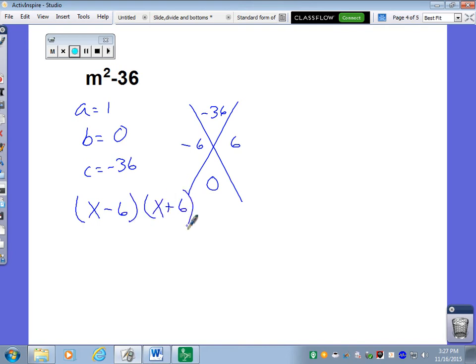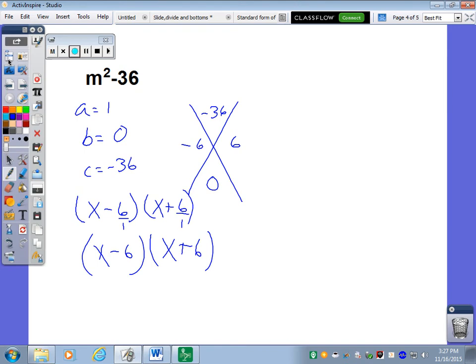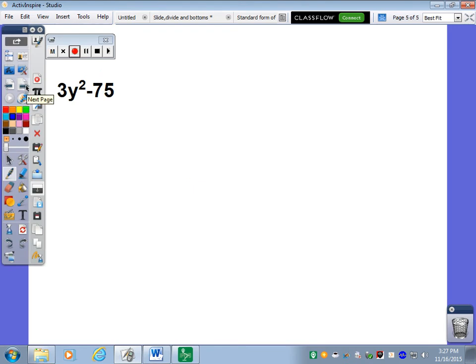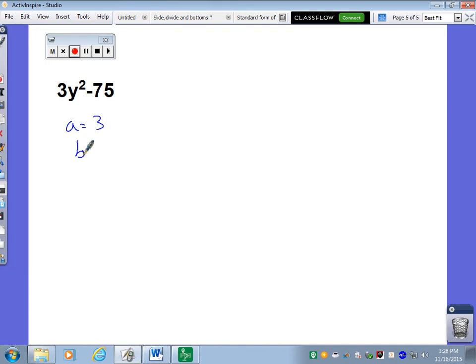And this is a difference of squares. Divide by 1, and it doesn't change. And when you FOIL it, you end up at x squared minus 36. And so here we have a is equal to 3, b is equal to 0 because there is no b, and c is equal to negative 75.